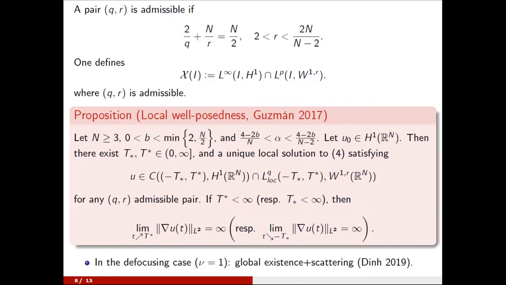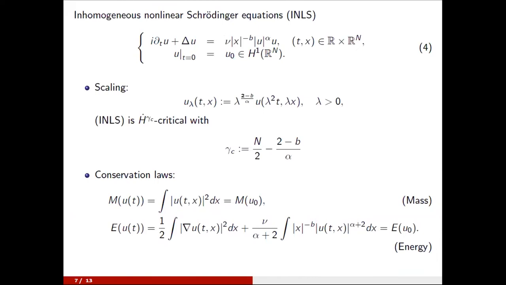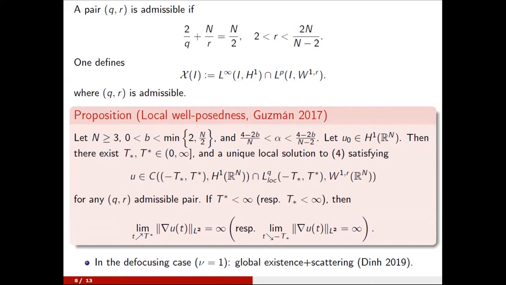Before that, the invariance is the scaling. First of all, the condition on gamma. Actually, this equation is H1 subcritical. For that reason, we have this. This is not H1 critical. If not, the time of existence depends on the Schrödinger norm and this one is not enough, and global existence, even in the case of the good sign, becomes a harder problem. This is my first remark.